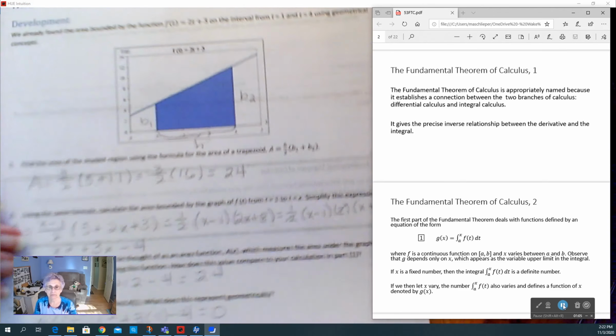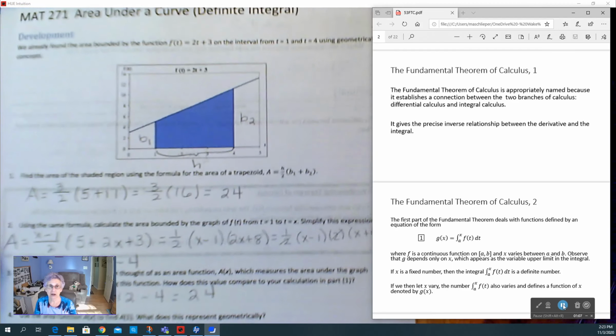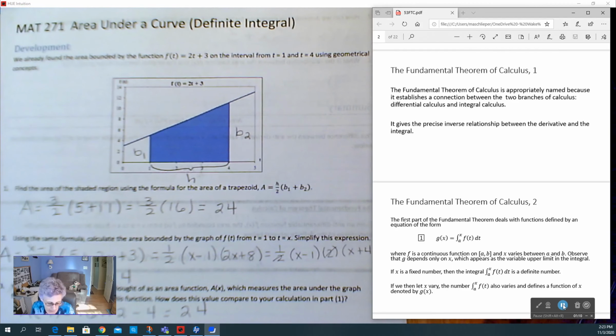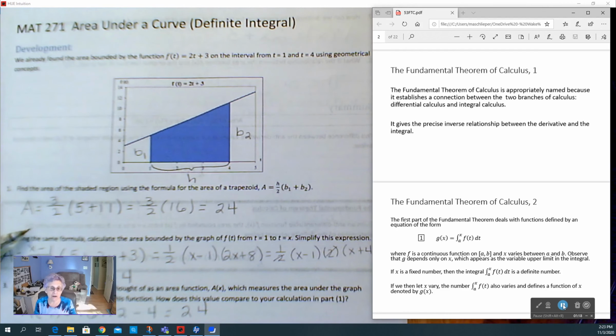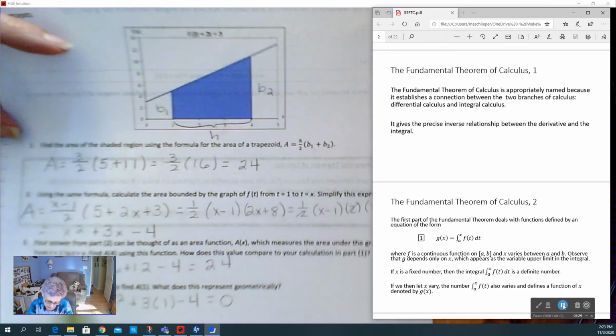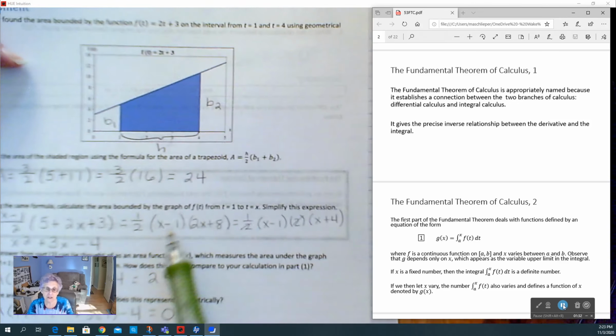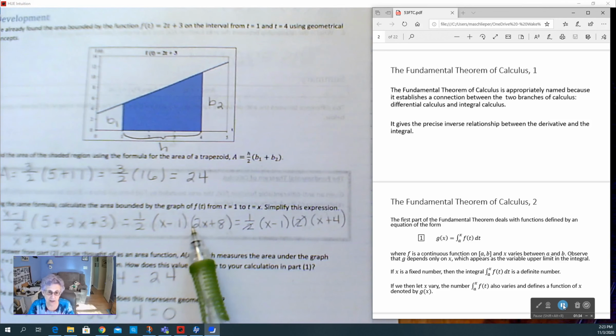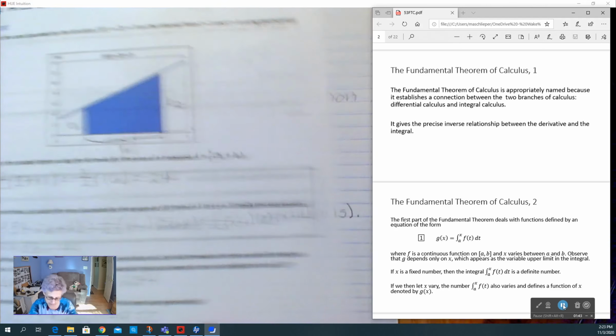Hopefully you did your prepare sheet. And this is more about area under a curve, so we're back to that same trapezoid. We calculated the area of the trapezoid using the formula for the area of a trapezoid. And then we used the same formula, area of a trapezoid, to find a function f of t, which is the area under the curve from t equals 1 to t equals x.